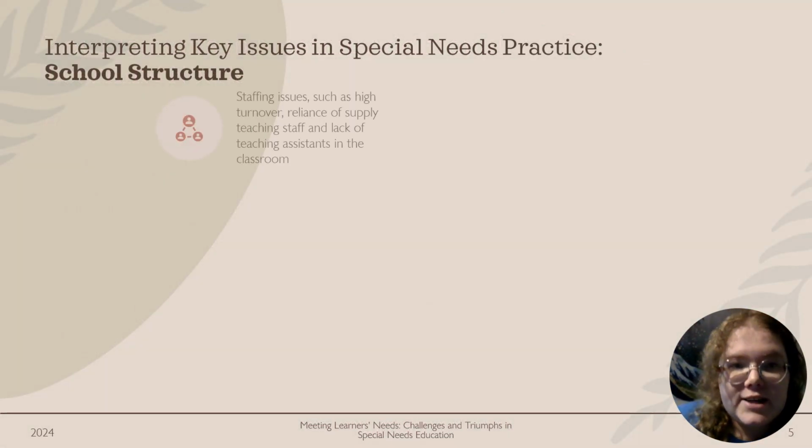So one of the primary concerns that he spoke about is staffing issues. He commented he is working in a school with a high turnover rate and a heavy reliance on supply teaching, as well as an inadequate amount of teaching assistants in most classrooms. These factors can significantly impact the quality of education and support he feels he can provide to students.